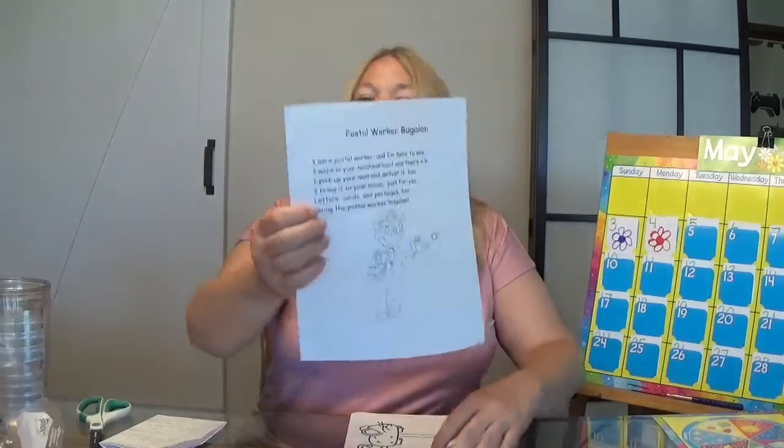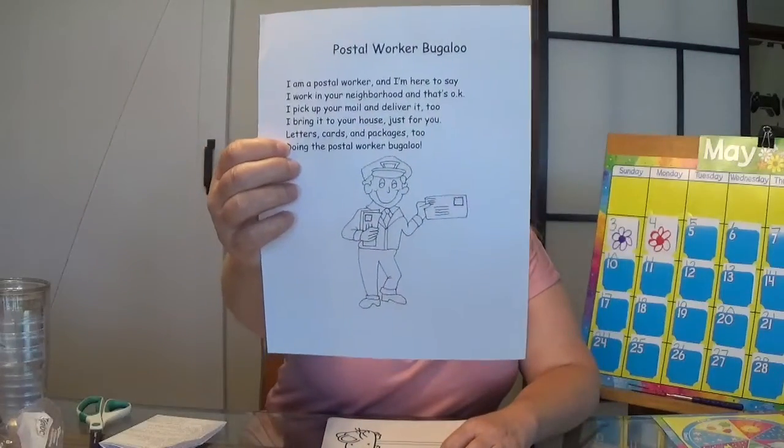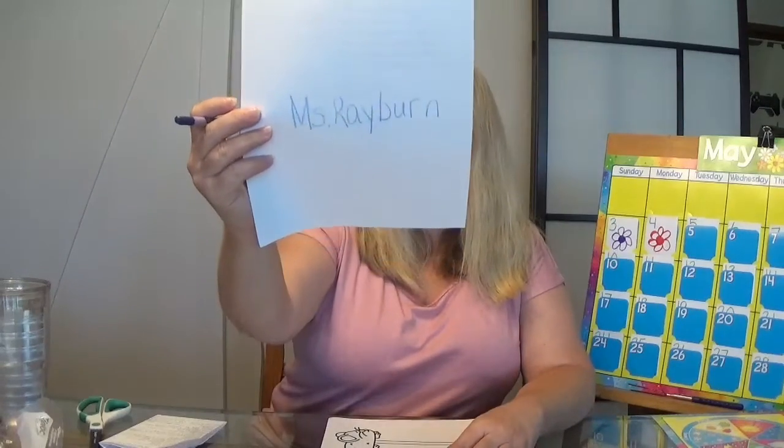So I want you to take out your postal worker boogaloo, and on the back, I want you to do your very best printing, and I want you to write your name using one capital letter and the rest lowercase. Now, when you're listening to the story, I want you to pay attention to the color of the uniform.